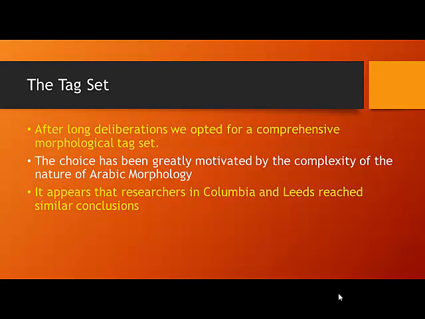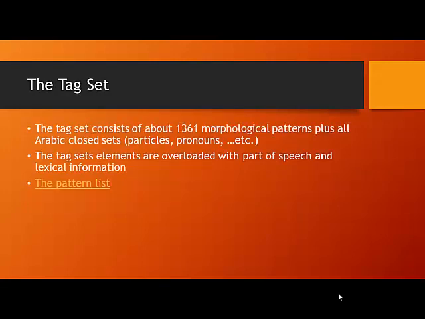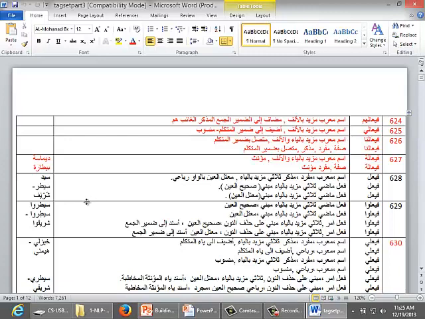Now, in the set we used, we collected about 1361 morphological patterns. And if you click on the hyperlink, in addition there are the closed sets, the particles and the pronouns, which are a limited set. So the tag set is huge, but very useful. This is what has been collected so far, and most of them are the tafa'il, the morphological patterns in Arabic. They are finite, of course, in Arabic. This is about all of them; you can hardly find more, but you can differ.